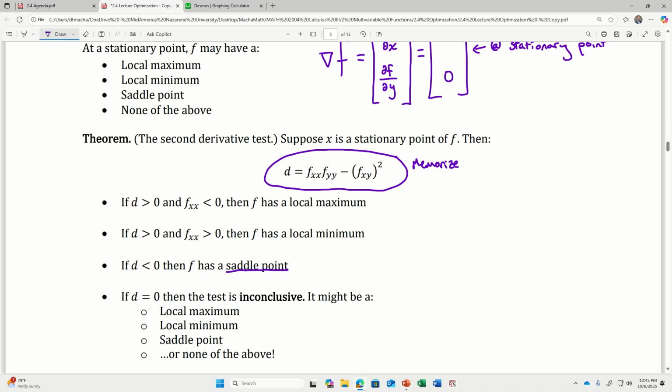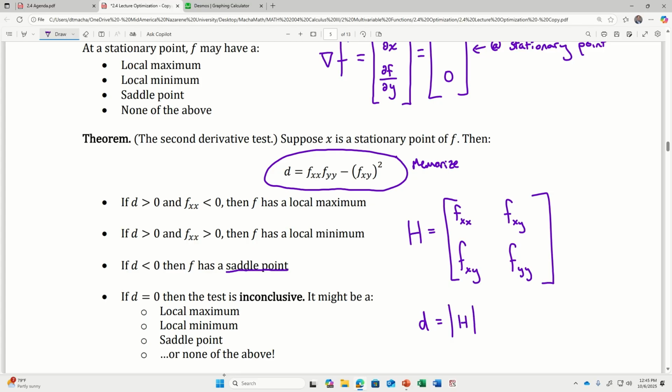Raise your hand if you've had linear algebra. If you haven't had linear algebra, plug your ears. If you have had linear algebra, you can keep paying attention. This is called the Hessian matrix of a function f. And this lowercase d stands for determinant, because it's the determinant of the Hessian matrix. Oh my goodness.